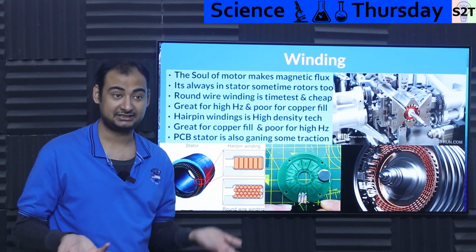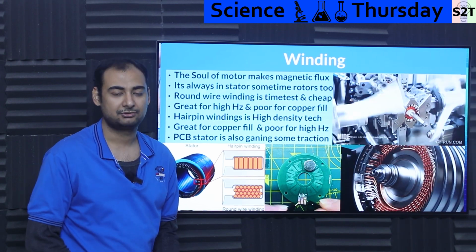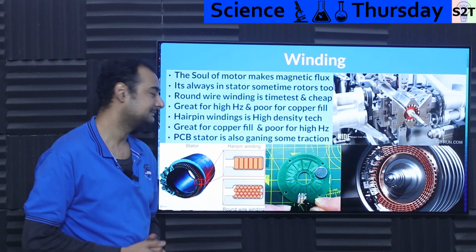So you have to design around it. Like if you want to use a hairpin stator, you may have to decrease your pole count in order to get the same RPM. You have to balance it.